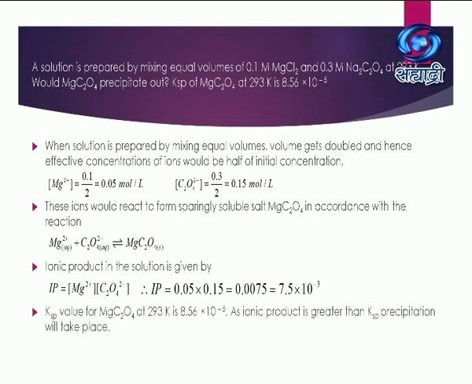Now compare with the Ksp value. Ksp for magnesium oxalate at 293 Kelvin is 8.56 into 10 raised to minus 5. So the ionic product is greater, 10 raised to minus 3 is greater than 10 raised to minus 5. So the ionic product exceeds the solubility product. So precipitation of magnesium oxalate occurs.